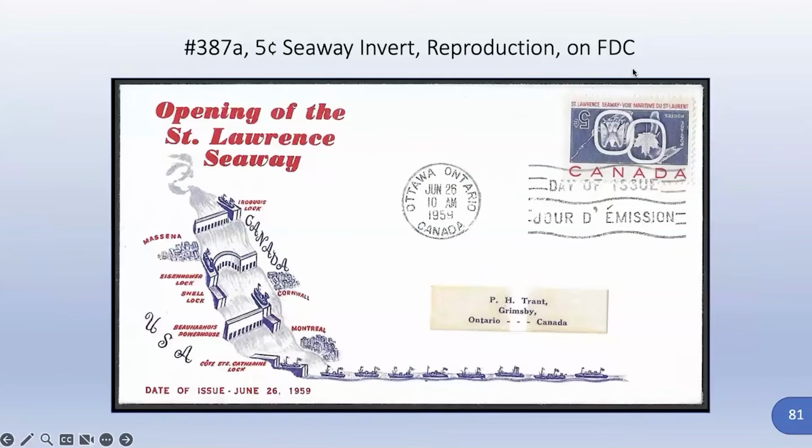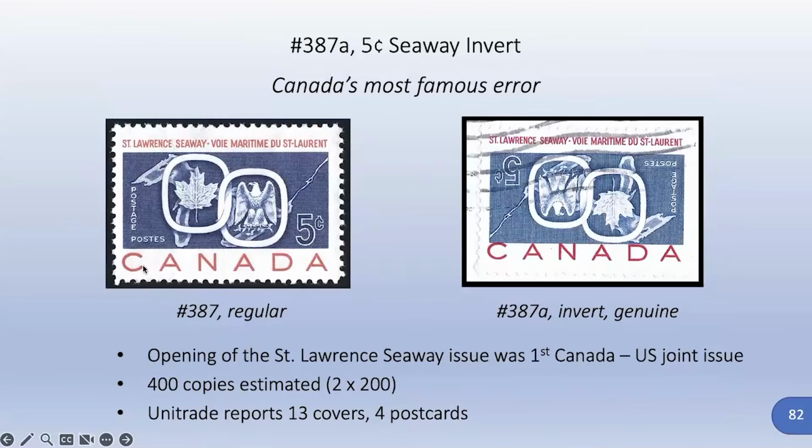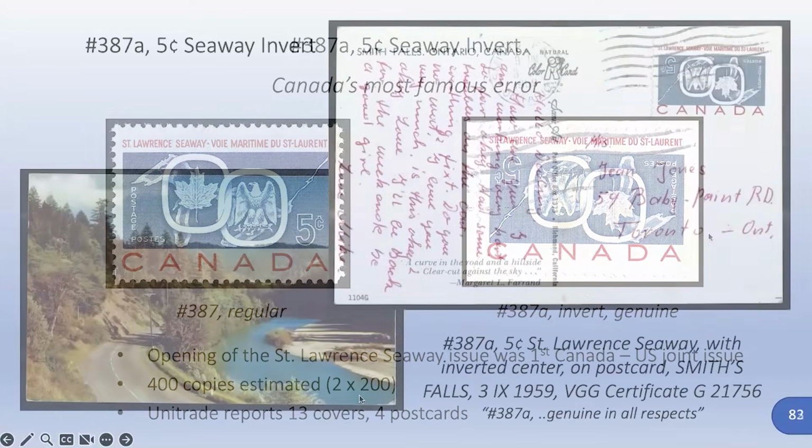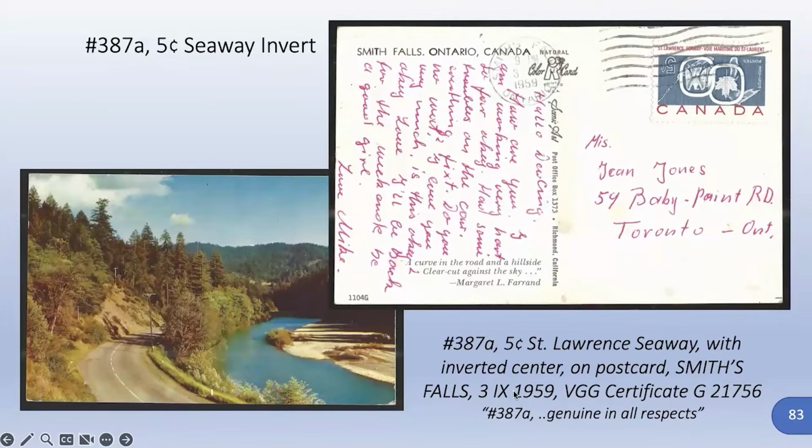Oh, here's the reproduction on first day cover. He even made first day covers for it. I know these weren't more than $5 either. What does the original genuine stamp look like? Well, here is Canada's most favorite error. This is the regular, and of course with the inverted center. This is a genuine version. This one is in my collection, but it's on a postcard. It's not loose, so I've trimmed it for the previous slide. This is one of 4 copies of this invert on postcard known with a certificate that says it's genuine.